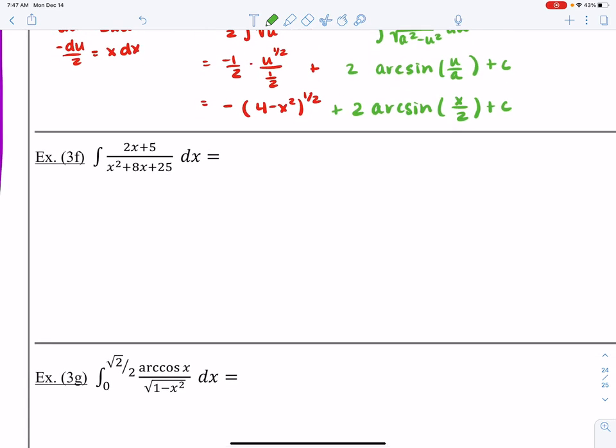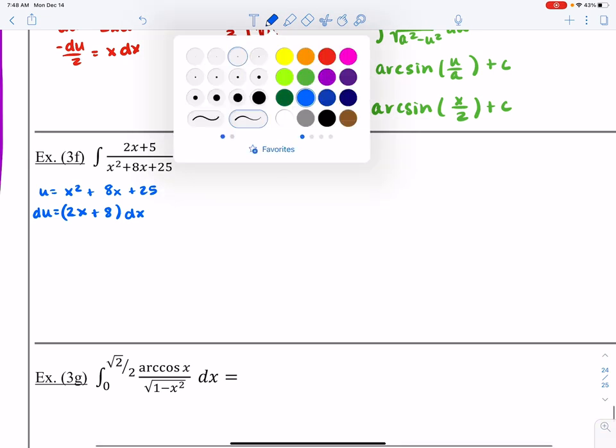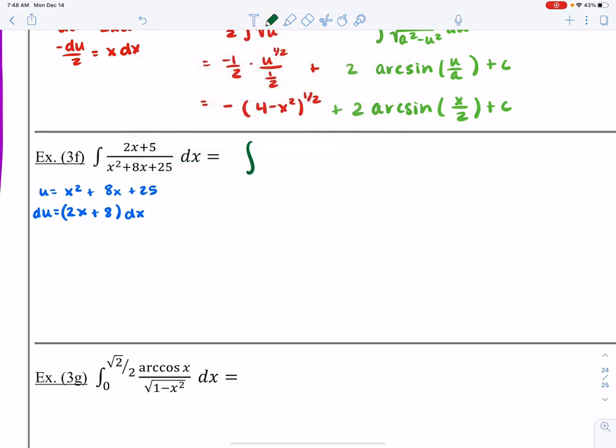So I look at something like this and immediately my brain goes, ooh, u-substitution, but not quite. If I do try and u-sub this, I get x squared plus 8x plus 25. If I take the derivative of this, I get 2x plus 8 dx. I have a 2x plus 5, but not a 2x plus 8. So we're going to do some voodoo. It's not really voodoo. It's actually mathematically legal, but go with me here.